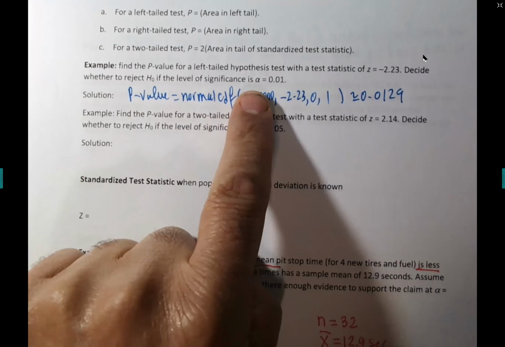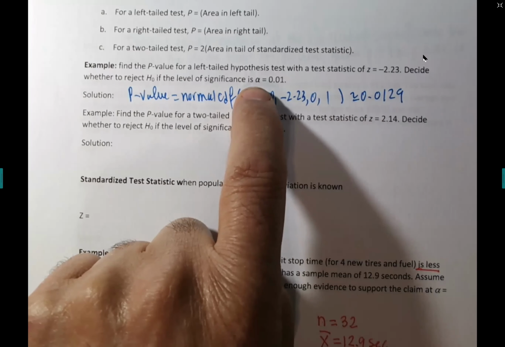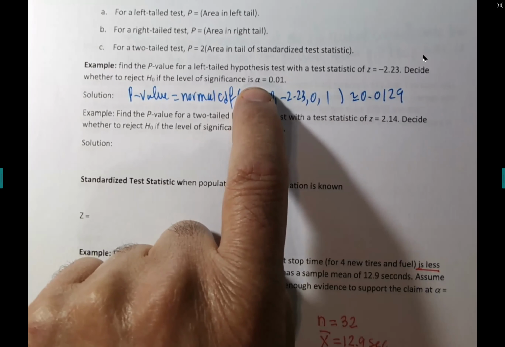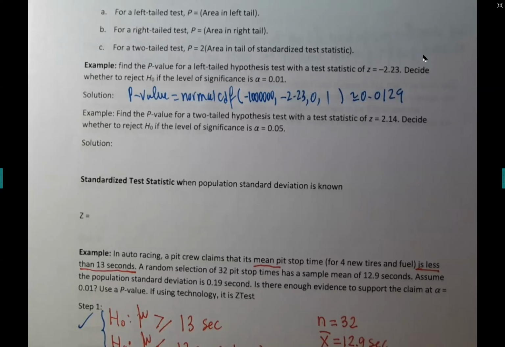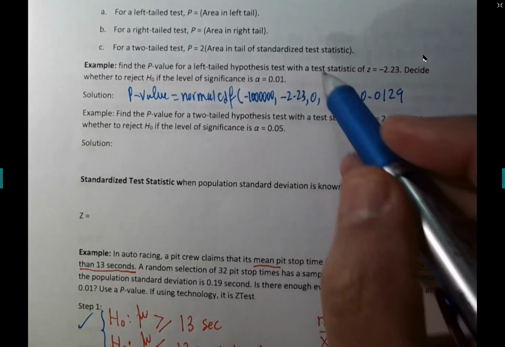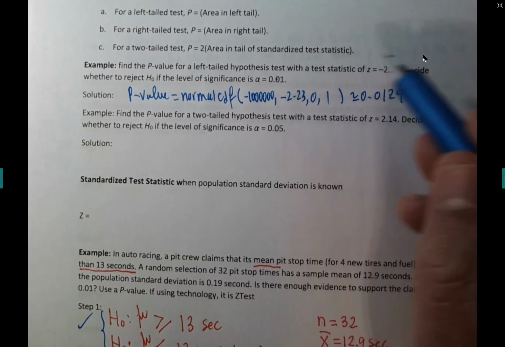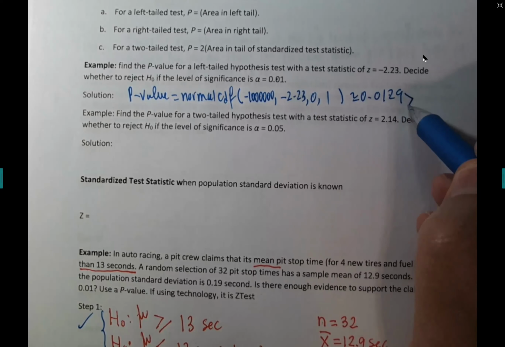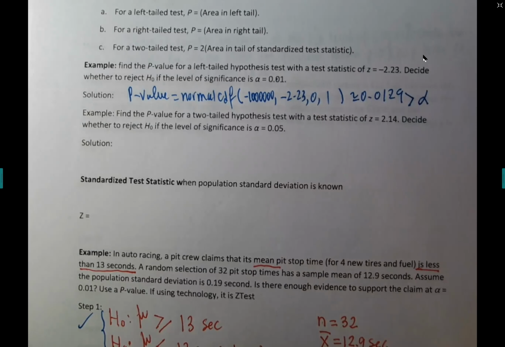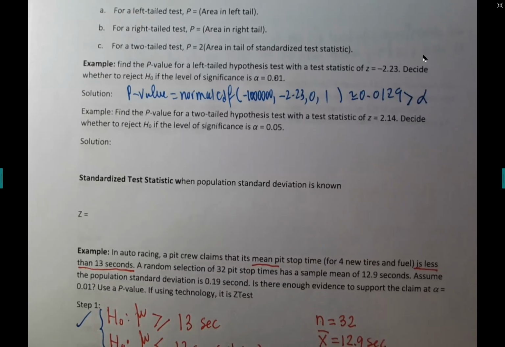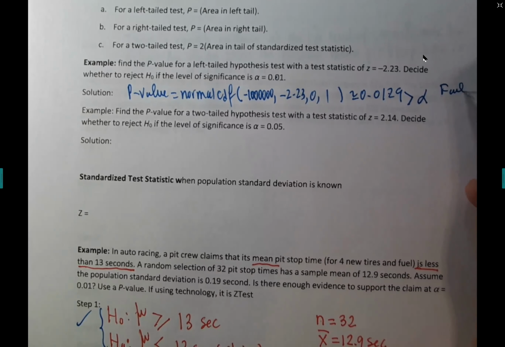Would you reject the null hypothesis or fail to reject the null hypothesis if alpha is 0.01? What do you guys think? Compare this with that. Do you guys agree with me this is bigger than alpha? Yes. And then what's the decision? Fail to reject. Fail to reject H0. Very good.